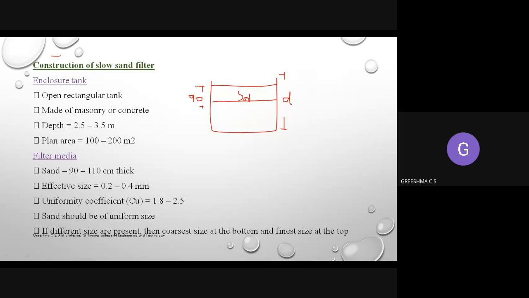That is, filter media basically consists of sand which is 90 to 110 centimeter thick. Effective size is 0.2 to 0.4. Uniformity coefficient is around 1.8 to 2.5, and the sand should have a uniform size. If different sizes are present, then the coarsest sand should be at the bottom and the finest sand should be at the top.